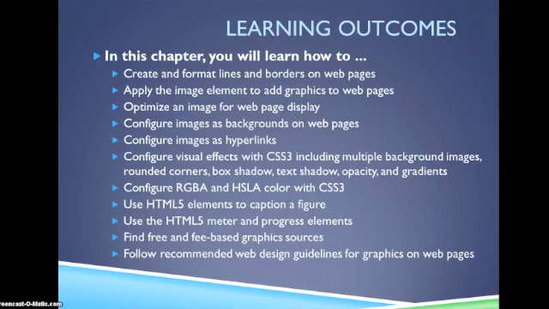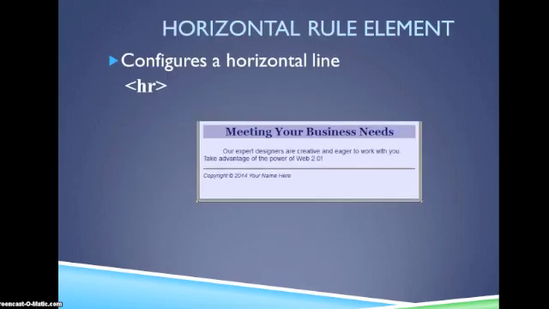We're going to learn how to configure red, green, and blue, and A is the alpha channel. That's how transparent an image is. And then we're going to do hue, saturation, and lightness color with CSS3. We're going to use HTML5 elements to capture a figure. We're going to use HTML5 meter and progress elements. We're going to find some free and fee-based graphics resources, and then follow recommended web design guidelines for graphics on web pages. So let's get started.